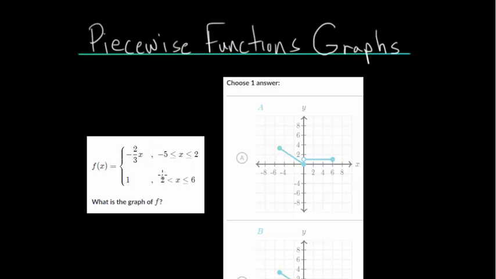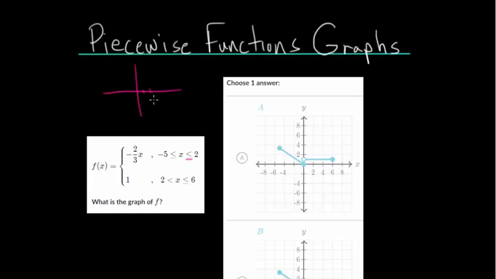And between x values of 2 and 6, but not including 2, the equal sign is included in the other one, it would just be equal to 1. So that would just be a straight line. So we need to compare that to one of these graphs. And of course, we could sketch our own picture just to get a general idea of what's going on.